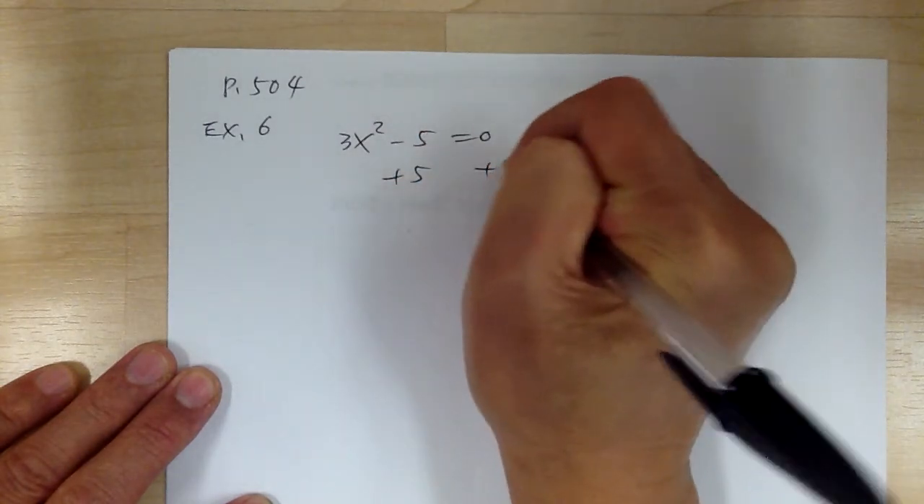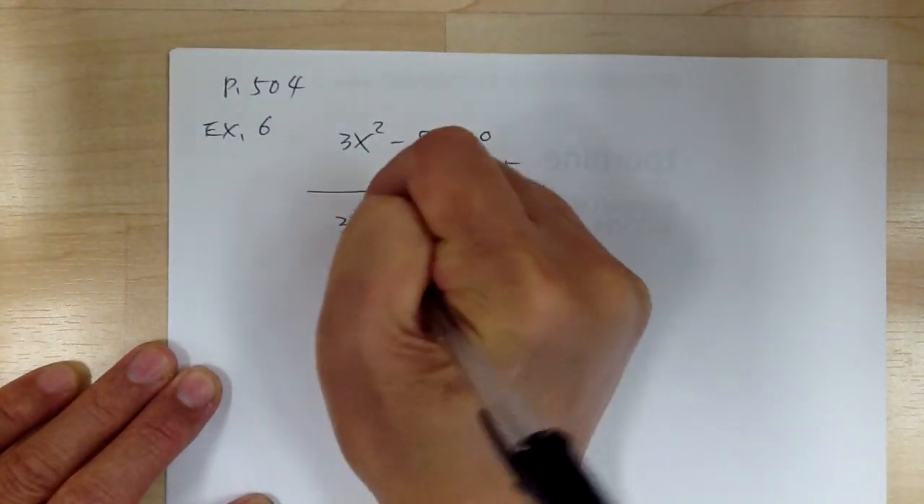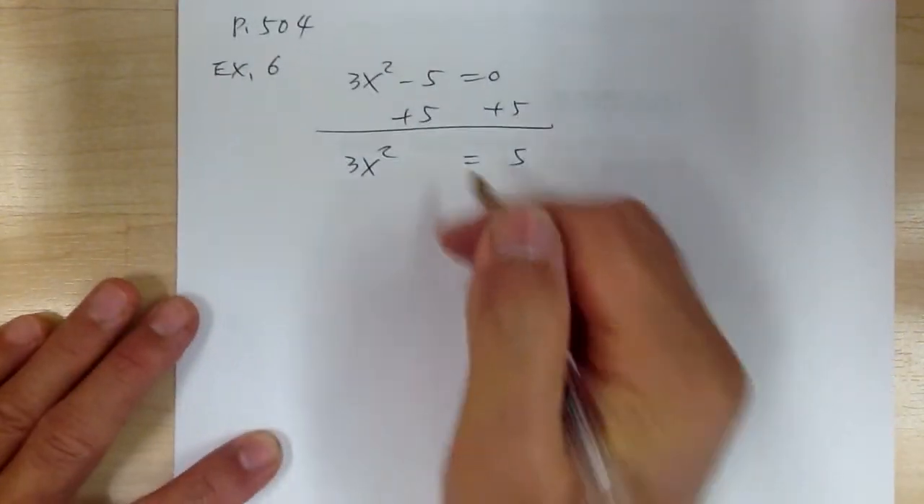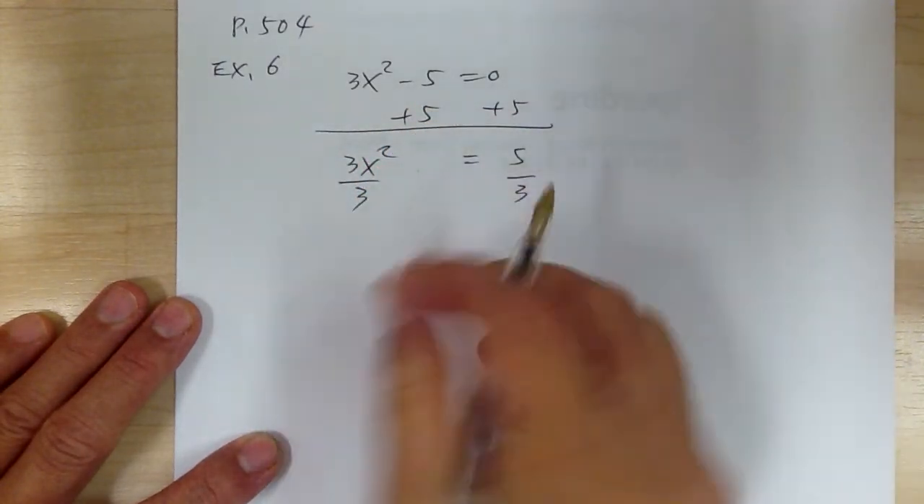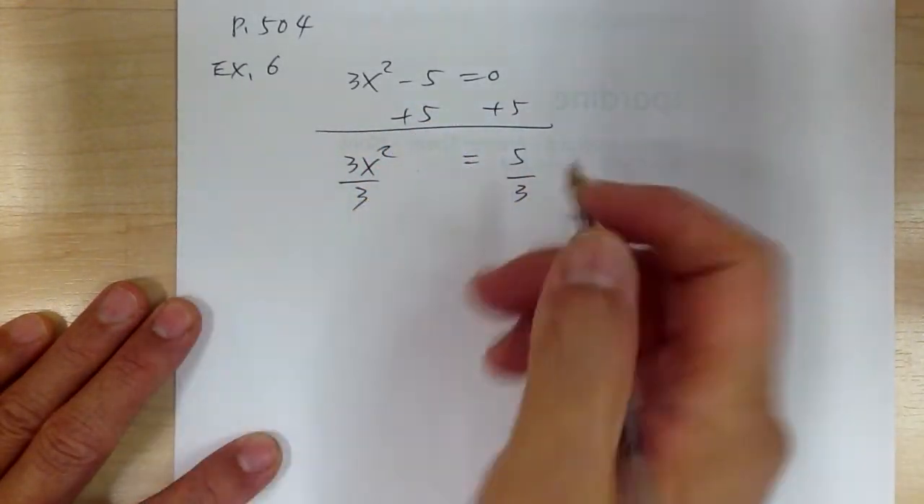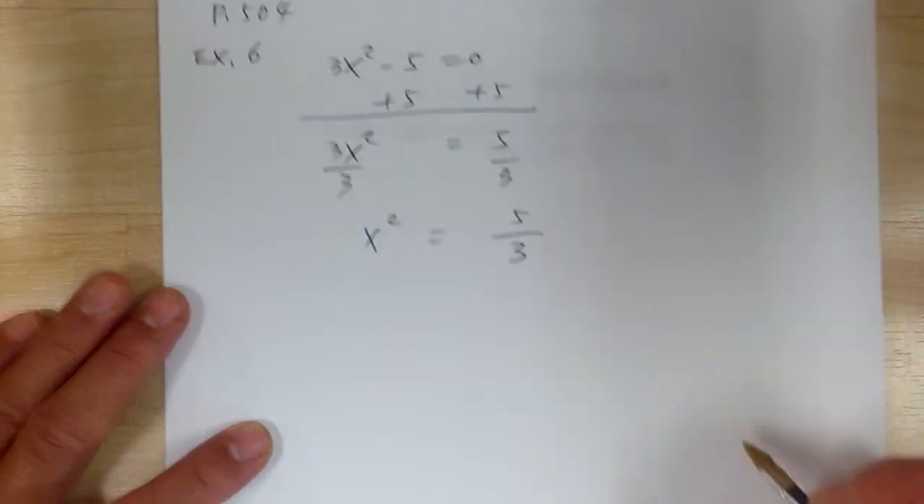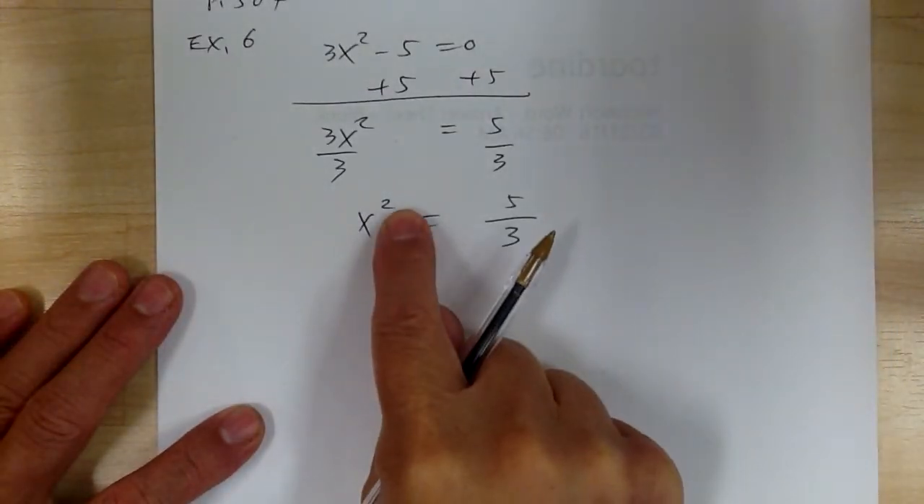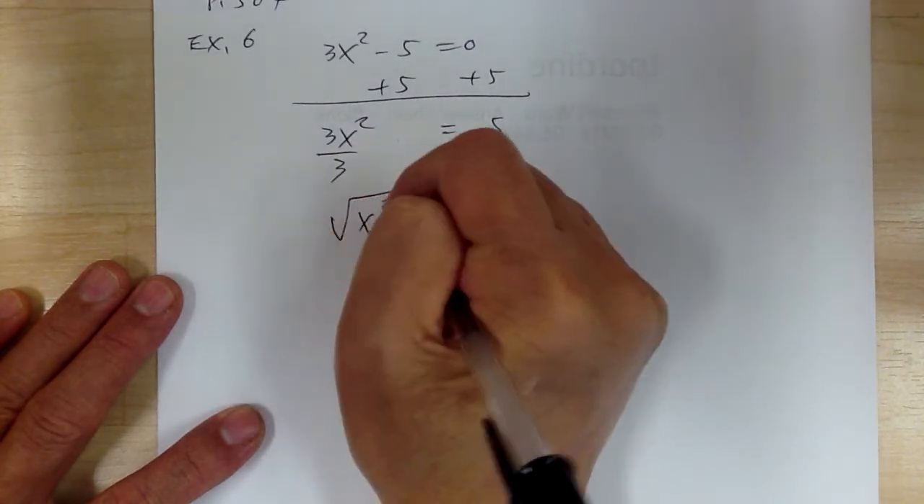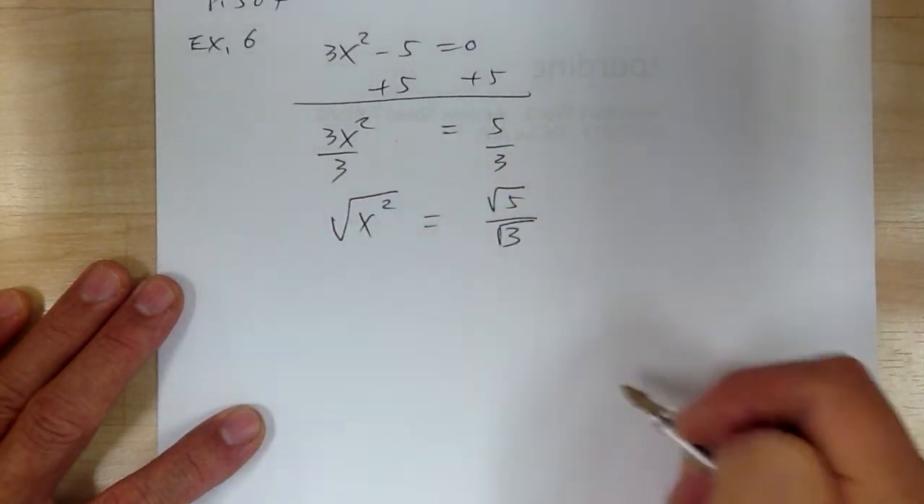So plus 5 on both sides. And then divide by 3. Again, the square root method means you need to get a perfect square on this side. So you get x squared equal to 5 over 3. Then to undo the square, I need to take the square root. So take the square root on every part.